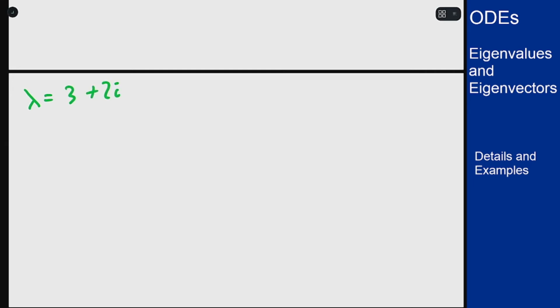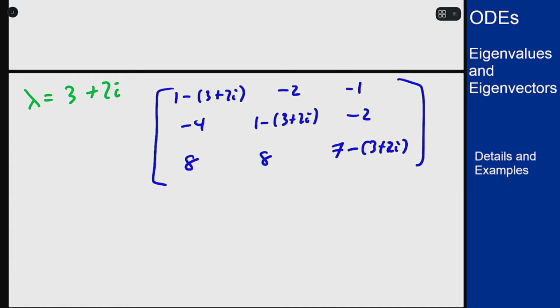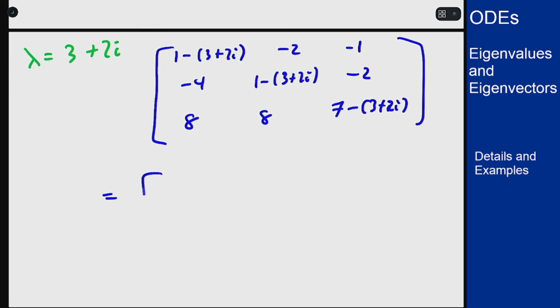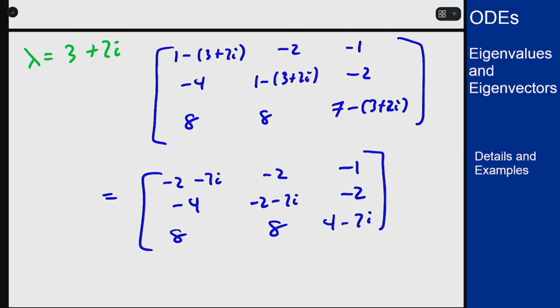So we want to subtract this from the diagonal of our matrix, which will give us the following, which we can then collect the real and imaginary parts to give us minus 2 minus 2i, minus 2, minus 1, minus 4, minus 2 minus 2i, minus 2, 8, 8, 4 minus 2i. Now to try to do row reduction here, I'm going to first multiply the first row by the complex conjugate of the thing in the first entry. I want there to be no complex numbers in this first column to do row reduction.